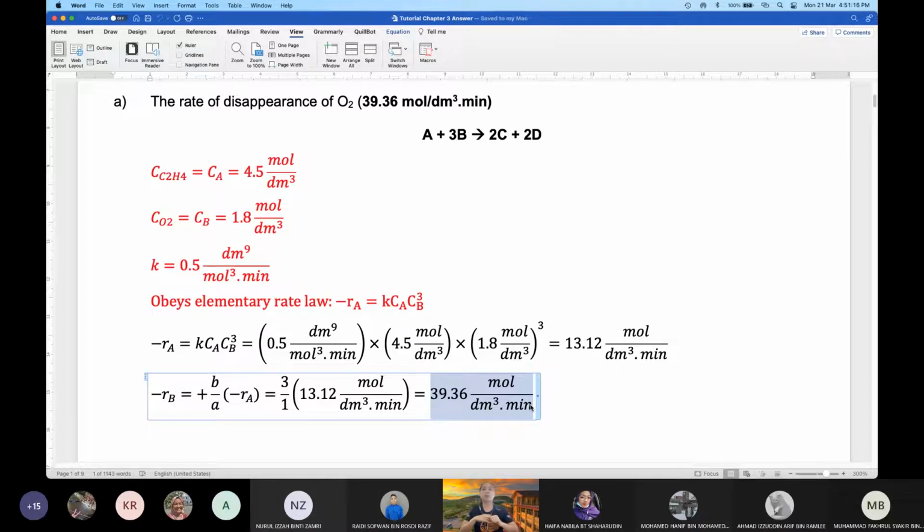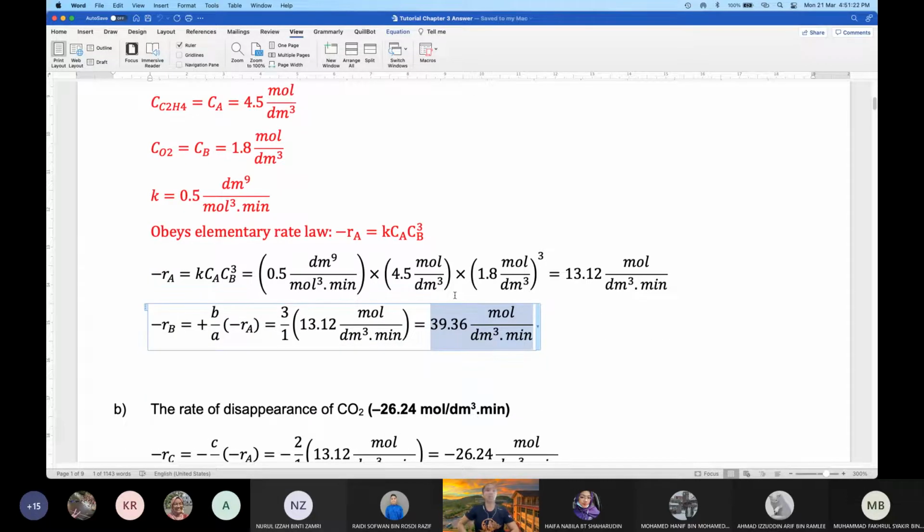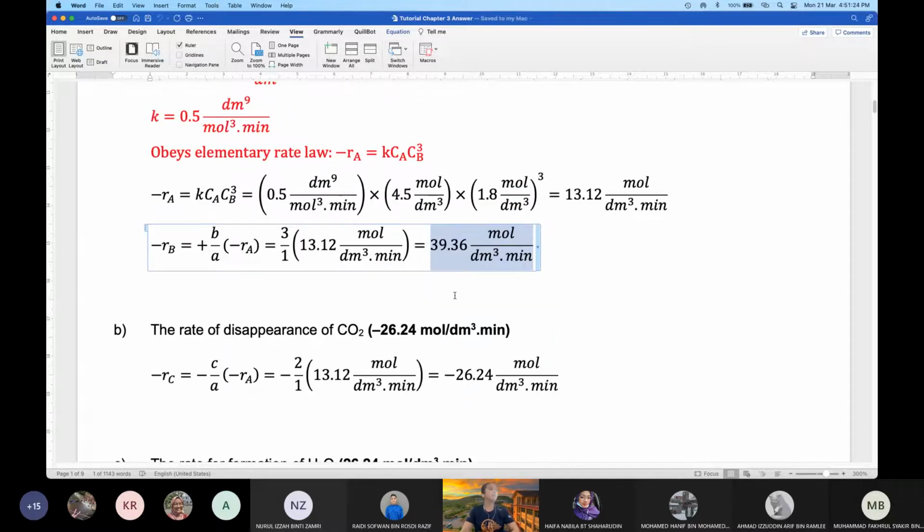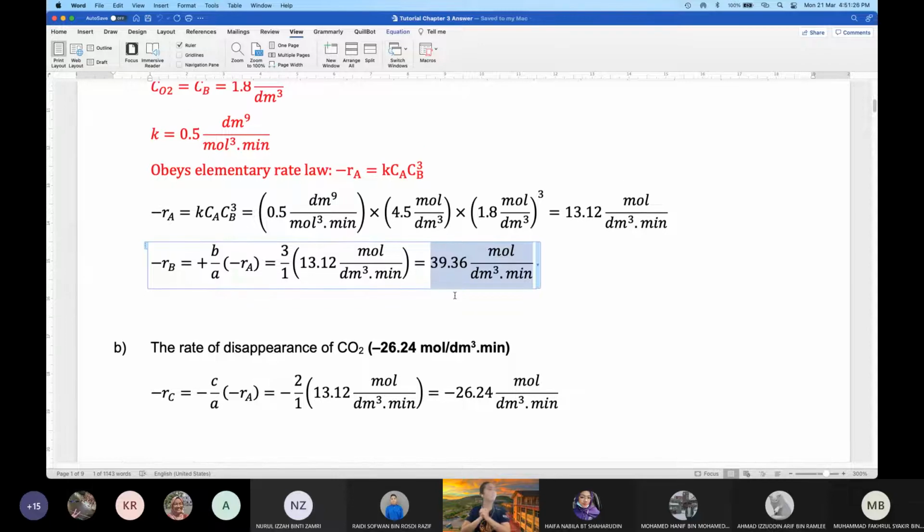So, you already saw part A. Okay, so then I go to part B. Okay, so part ni tak susah sangat lah. Part B, they want to find for another species. They want us to find the rate of disappearance of carbon dioxide. Sekarang nak kita cari kadar kehilangan untuk satu lagi species which is carbon dioxide.